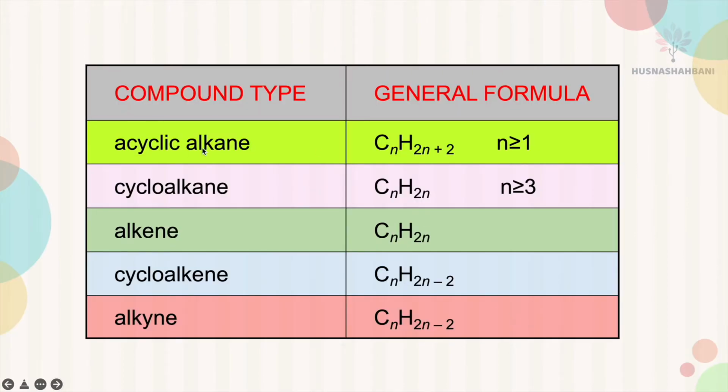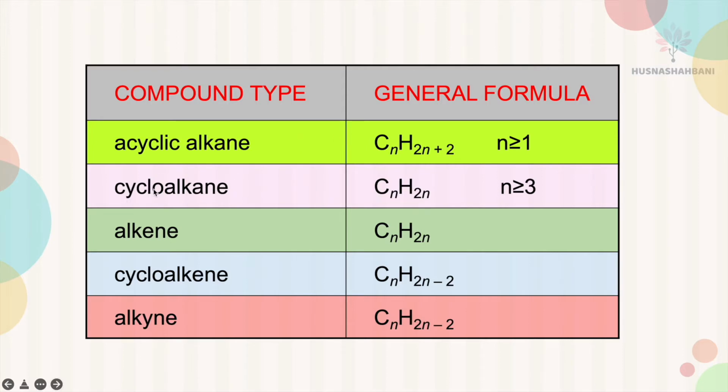Compound type and general formula for an acyclic alkane is CnH2n+2. The value of n must be equal to 1 or greater than 1. This is the general formula for an acyclic alkene. An acyclic alkene means the alkene which has no cyclic ring.